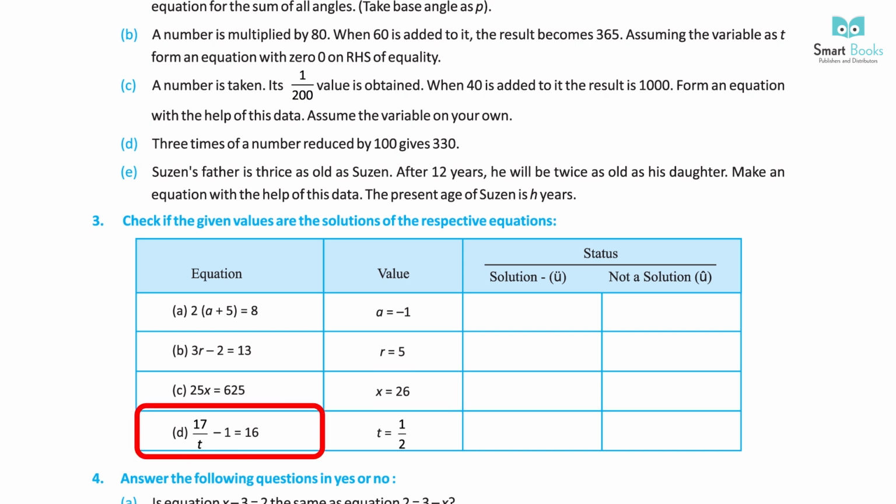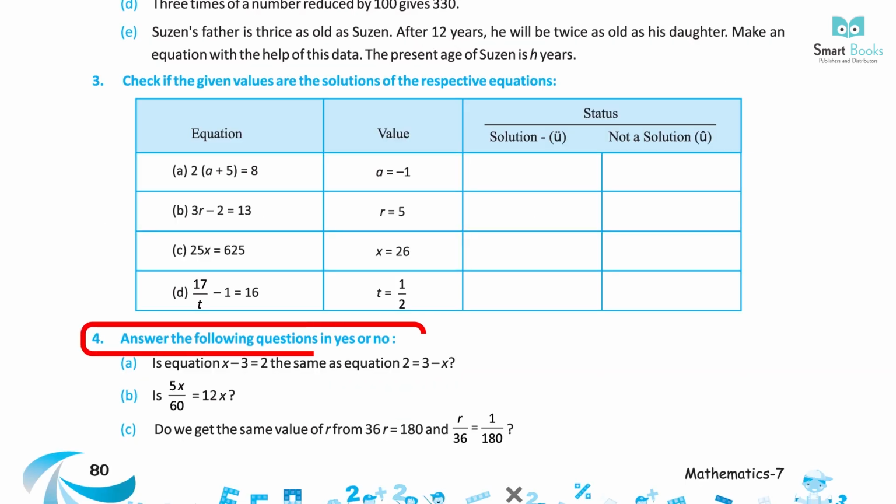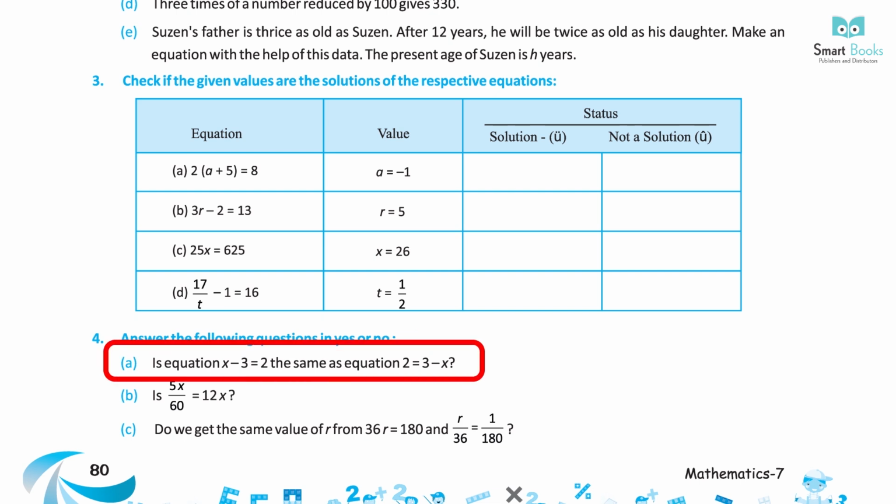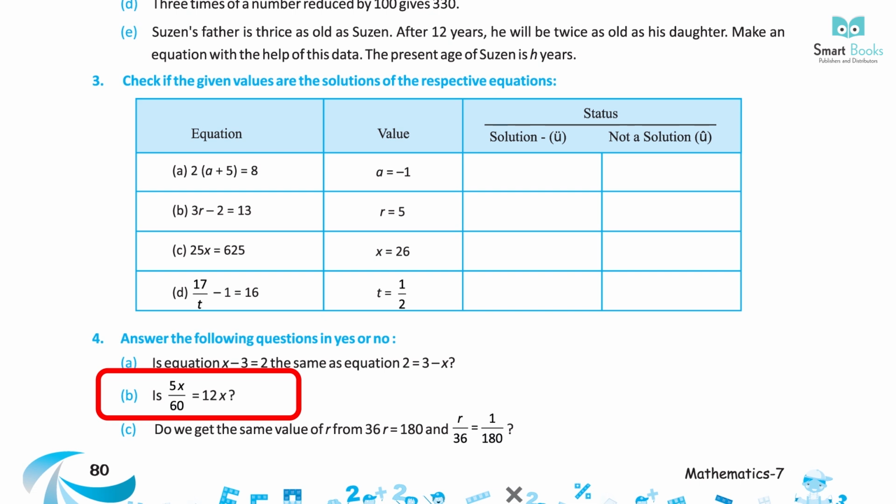D. 17/t minus 1 is equal to 16. t is equal to 1/2. Not a solution. Question 4. Answer the following questions in yes or no. A. Is the equation x minus 3 equals 2 the same as the equation 2 equals 3 minus x? Solution. No. B. Is 5x/60 equal to 12x? Solution. No.